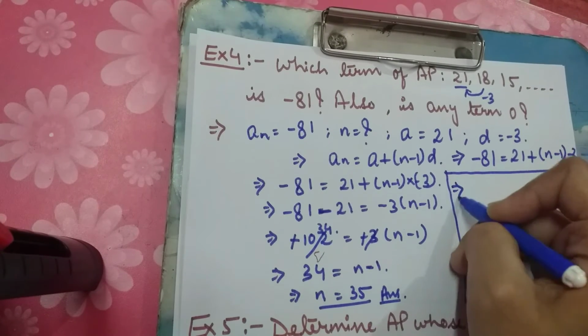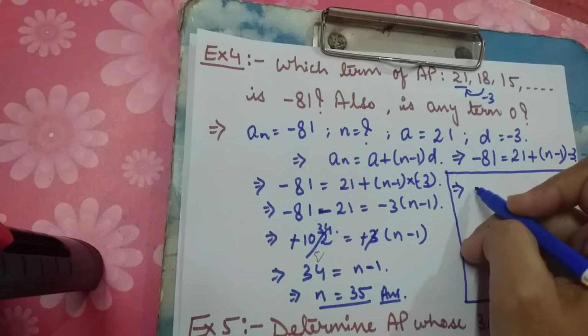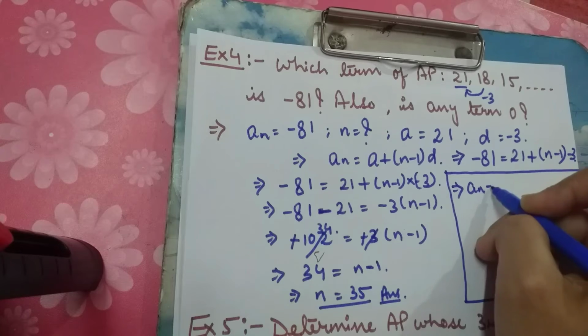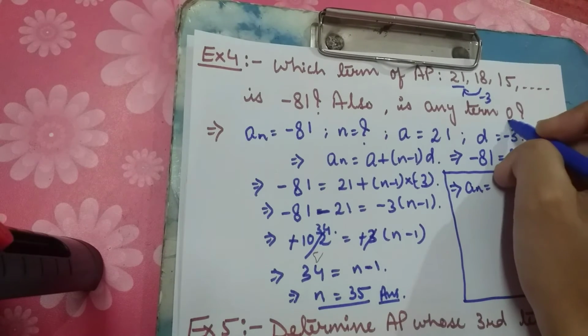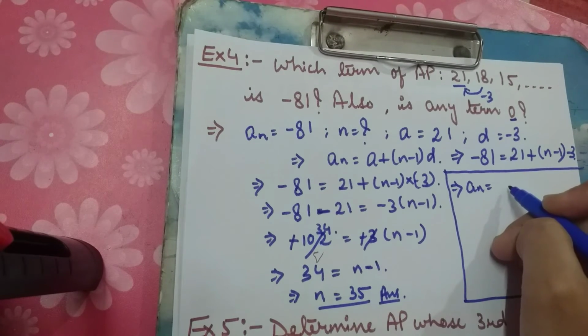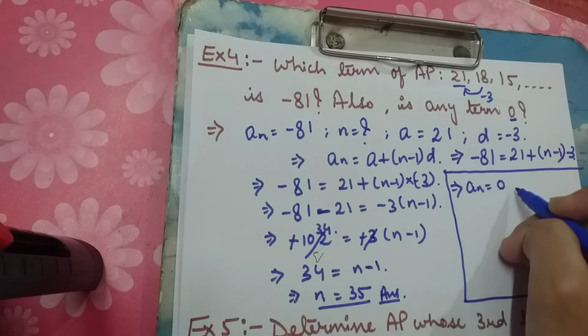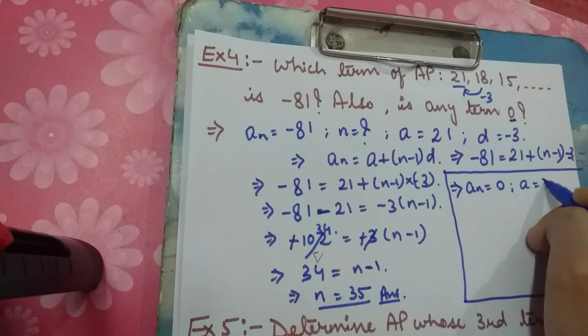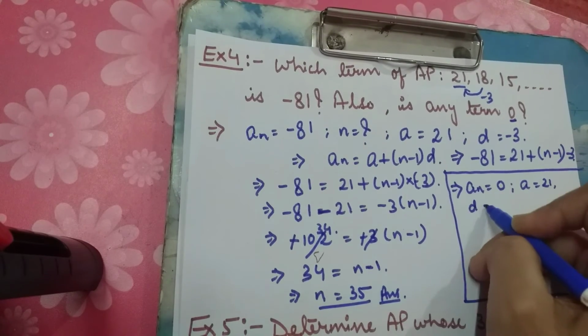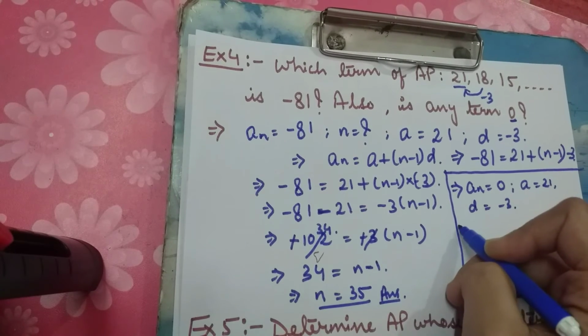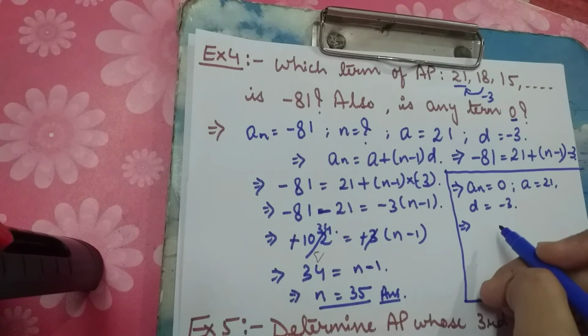So how can you find out? Here also the value of an is given, this is the second part of your question. The value of an is 0, the a value is the same, 21, and the d value is also the same, minus 3. Just check: if the value of n is a natural number, then there will be a term having the value 0, and if the value of n comes as a fraction, then there will not be any term having value 0.